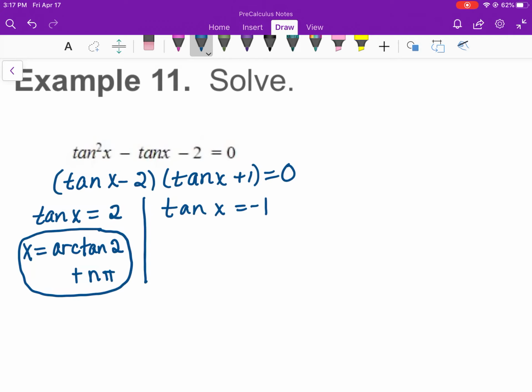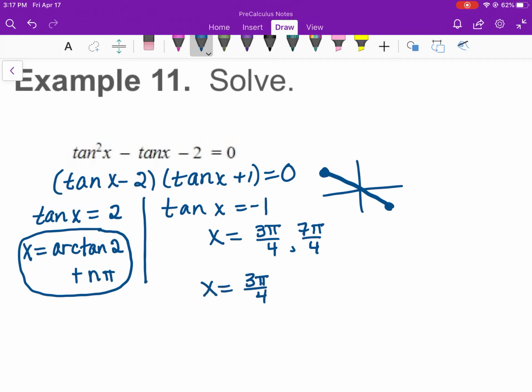Okay. And then this one, we do have angles on our unit circle whose tangent is -1. Those angles are 3 pi over 4 and 7 pi over 4. And again, where are they at on your unit circle? They're here and here. And so all I need to do is take 3 pi over 4 and add n pi because they're 180 apart from each other.